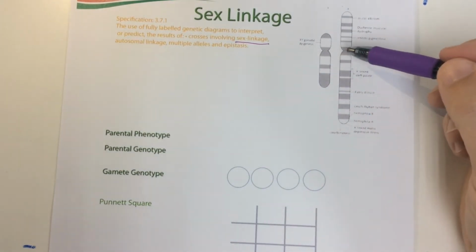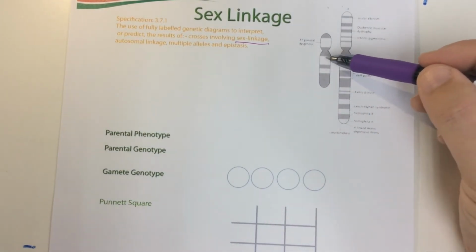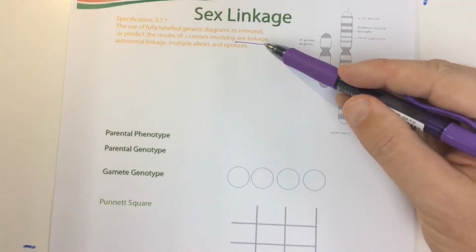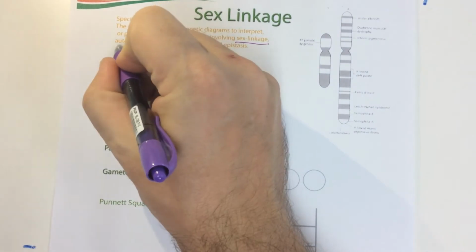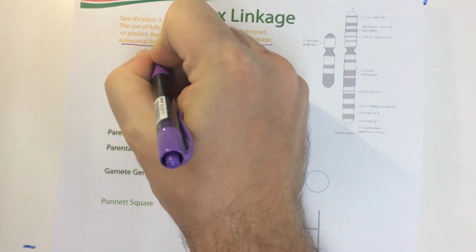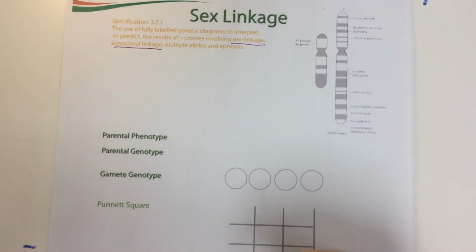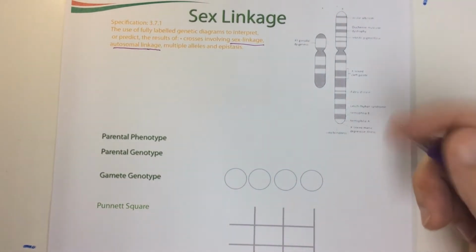Any gene that appears on the sex chromosomes is referred to as sex-linked, as opposed to the other 22 chromosomes called autosomes, and those genes are referred to as autosomal linkage if they are linked together. We'll talk about that later.